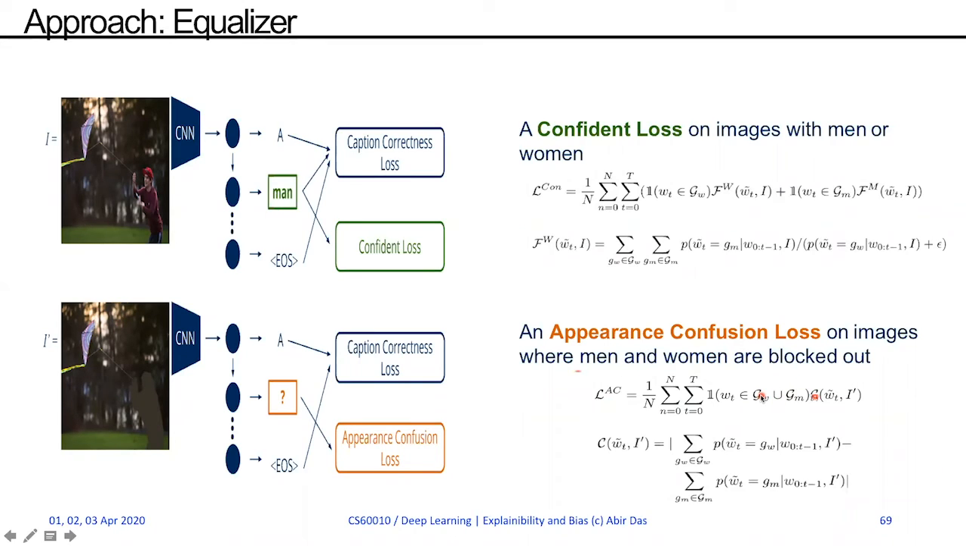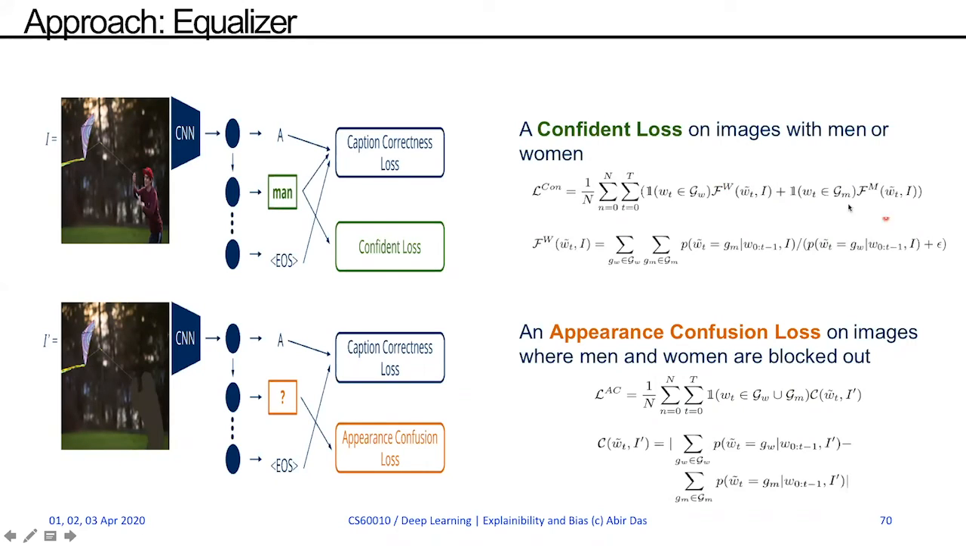And what is the confident loss? So let's come to this part then. The previous one is for the masked image. Now this is for the unmasked image. So this confidence loss encourages the model to predict gender words correctly when gender evidence is present, as we have told earlier. It has two terms, one denoted by FW and the other FM. We'll describe FW, and then FM will be very similar.